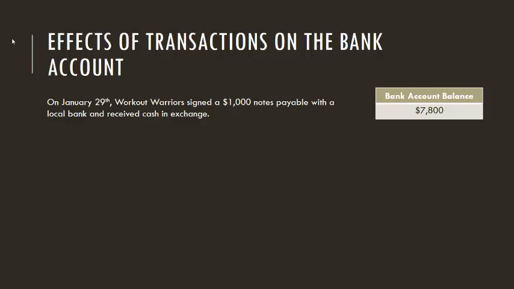On January 29th, Workout Warriors is going to sign a $1,000 notes payable with a local bank, and they're going to receive cash in exchange at the time of signing. While they're getting the cash, which means they're going to throw it into their bank account, increasing its balance from $7,800 up to $8,800.